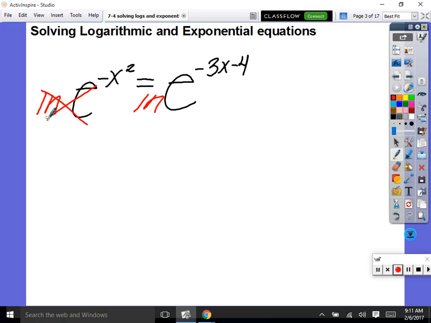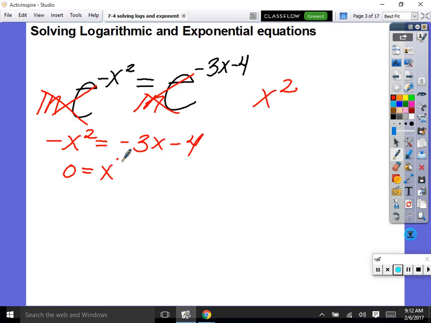ln and e cancel out. So we have negative x squared equals ln and e cancel out, negative 3x minus 4. And now we simply have a quadratic to solve. So we solve quadratics by getting it set equal to 0. Here's my thought process. I want you thinking exactly on these to make your life easier. Isn't it best to have a quadratic that has positive x squared so that we can quick factor and solve by factoring? So let's bring x squared over.